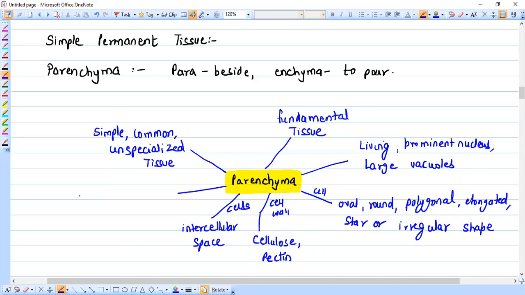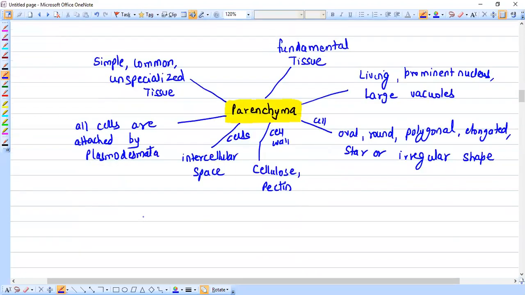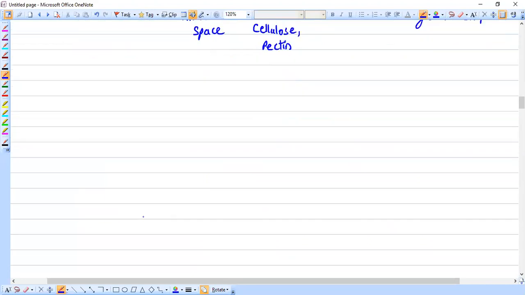And at the last, we can say that all cells are attached to each other by plasmodesmata. Plasmodesmata is the most important component that will attach all the cells together. So let us draw the diagram of this parenchyma tissue. That will be easy for us to understand. Here we are going to draw these cells. These are all the cells of parenchyma tissue.